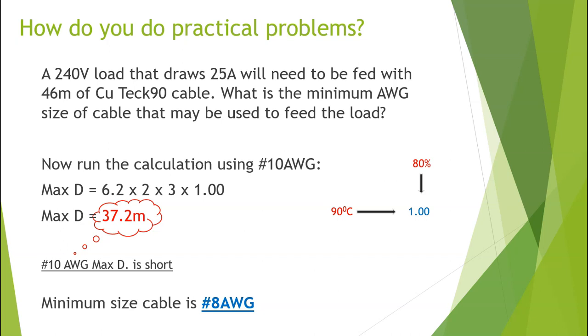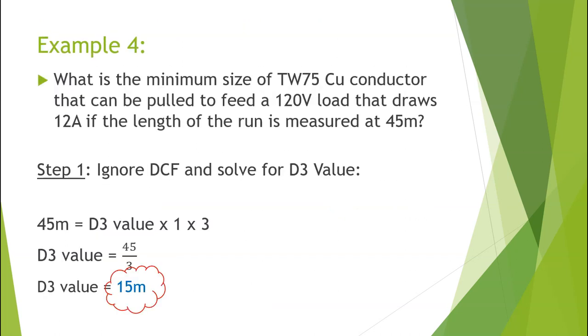And as already discussed, that's too little. We need to be able to go 46 meters. And so what we would do then is just simply go up to the next available size, and we would actually have to run number 8 AWG to feed this load. So now that we've got that process down, working the problem in reverse, let's take one more example.